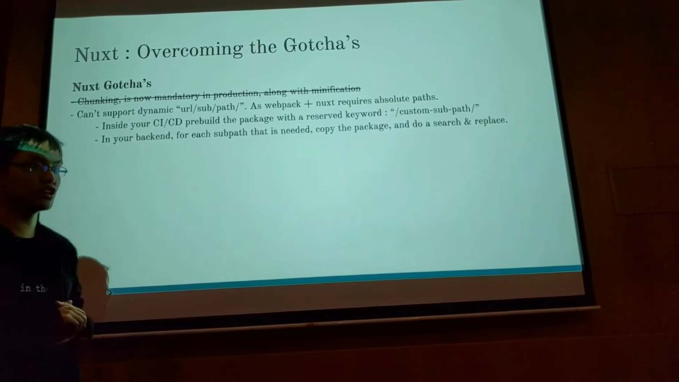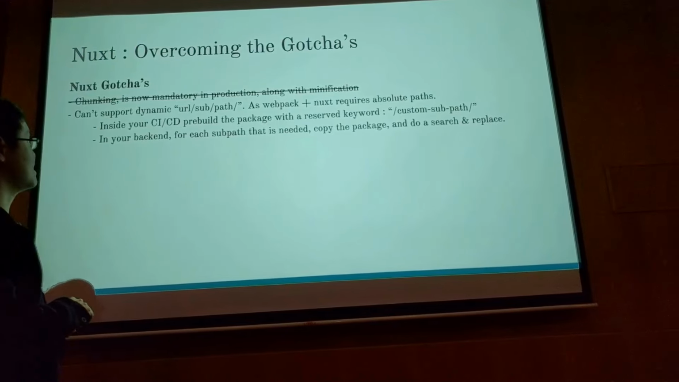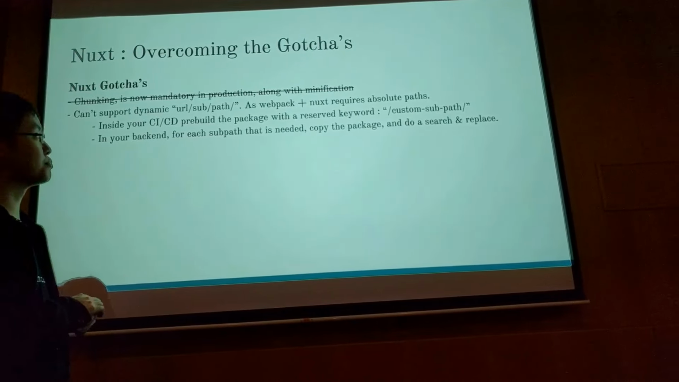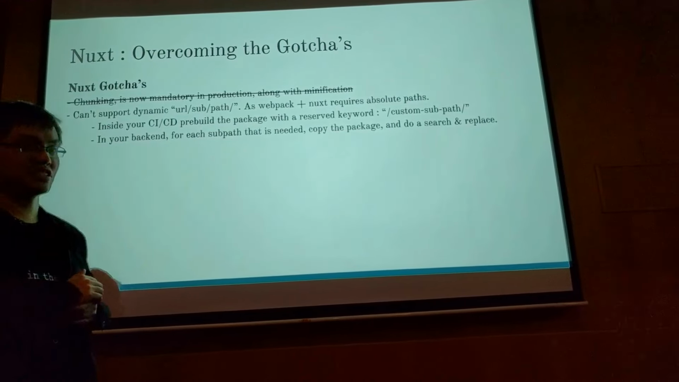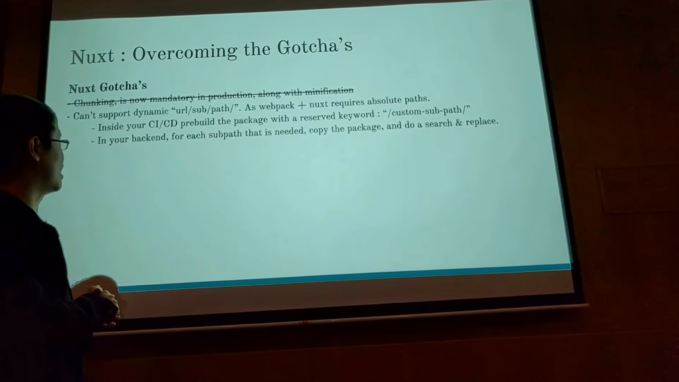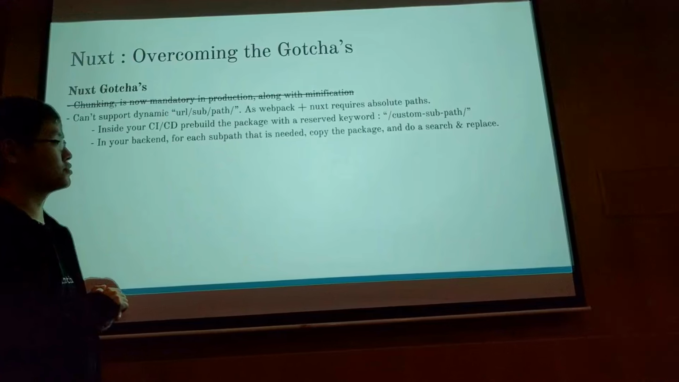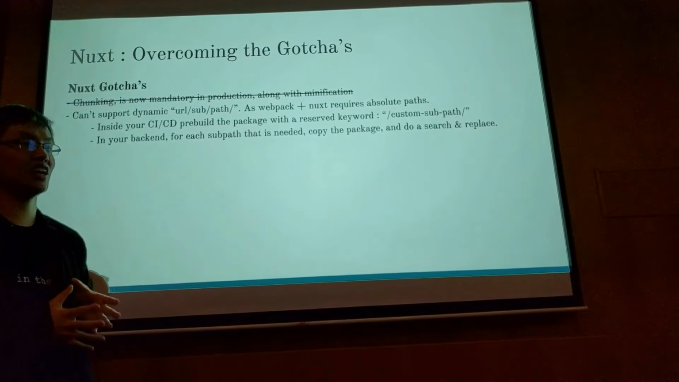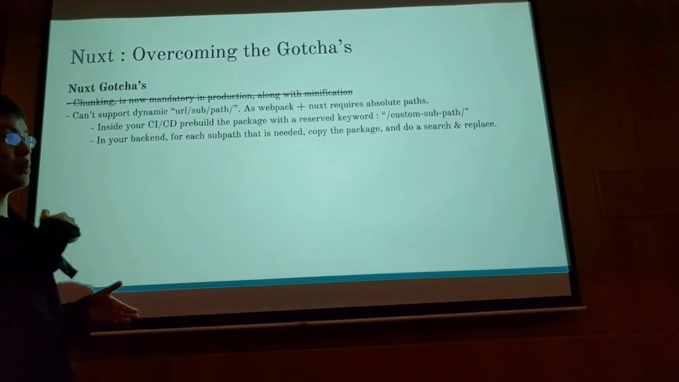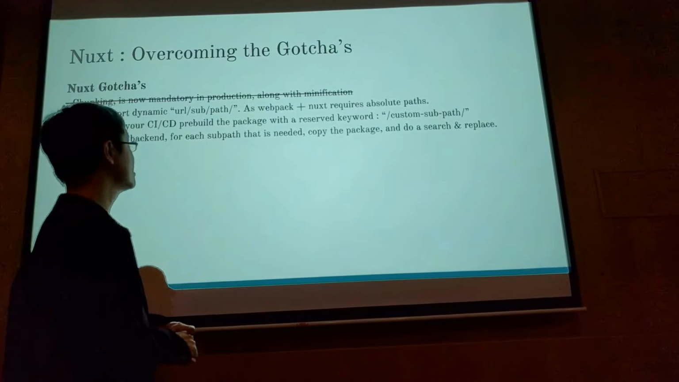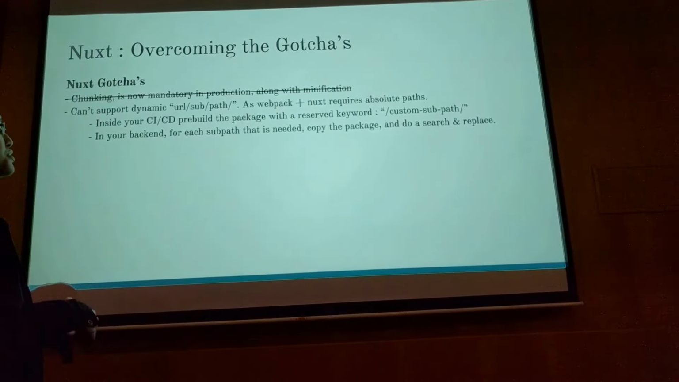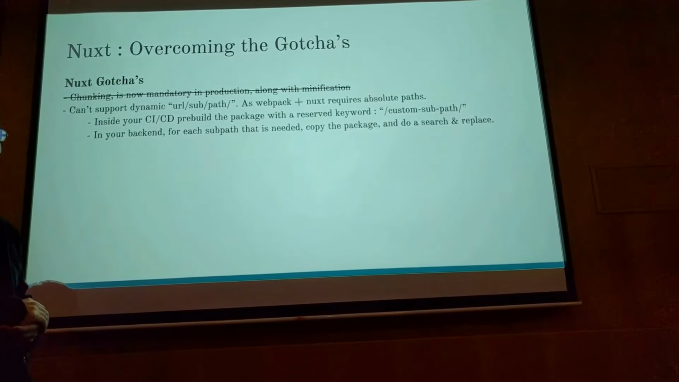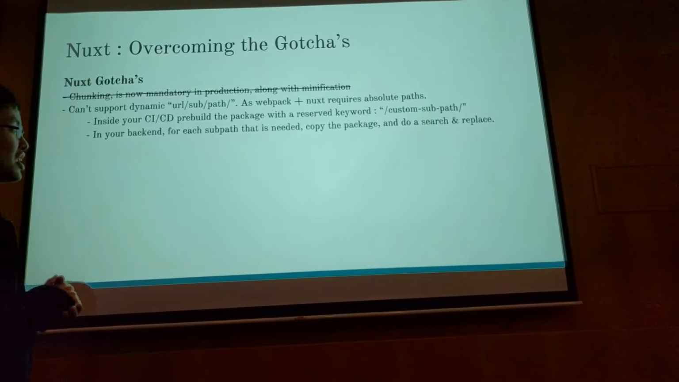The workaround that I did was that inside your CI and CD, I actually pre-built the package with a reserved keyword. So this is like a custom secret subpath. In your backend, when you need to generate, let's say, a client specific deployment in, let's say, your website.com/special client A, you basically copy and paste all the files and you do a massive search and replace for those keywords. Just make sure your keyword is unique and it doesn't mess anything up.